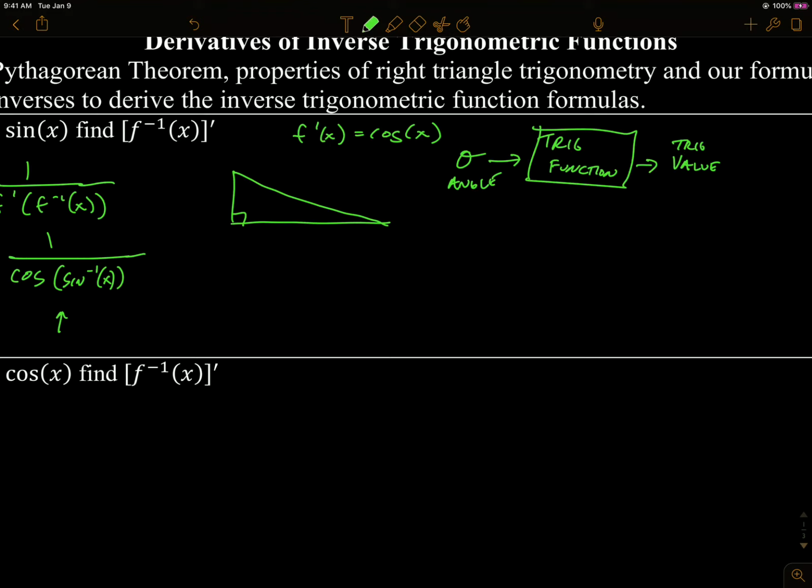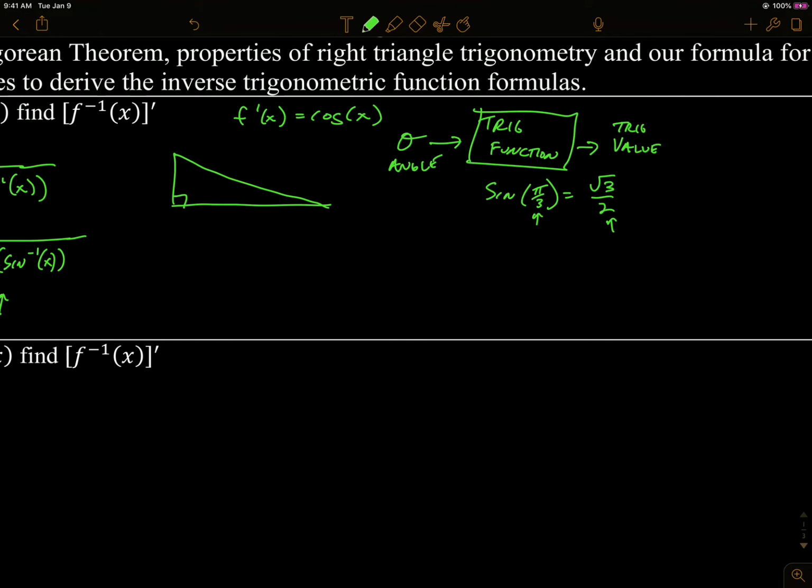Some examples you might recall: sine of pi over 3 is going to be equal to root 3 over 2. There's our angle for our input, and there's our trig value for our output. Just a reminder of what that is. Now the inverse trig functions take trig values as input, like say root 2 over 2, and they spit out angles.